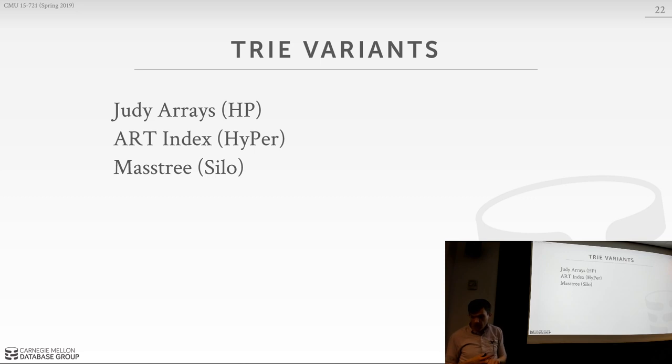It is very similar. So I want to describe what Judy arrays are, and then it'll help motivate what HyPer actually does for the ART index. And then we'll finish up talking about the Mass Tree and Silo. Right? So Judy arrays and ART indexes are going to be 256-way radix trees. The Mass Tree is going to be a tree of trees. It's a different way of representing the actual nodes themselves. Okay?